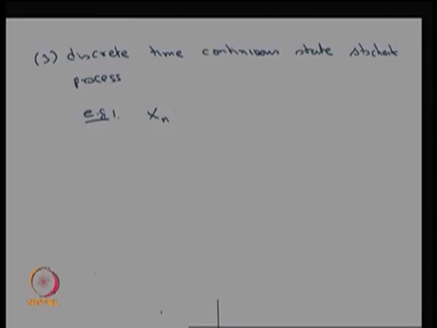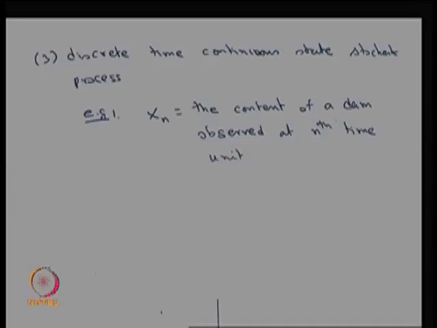X suffix n is a random variable that denotes the content of a dam or water reservoir observed at the nth time unit. The time unit could be every 1 hour, or, because you are seeing the content of the dam or water reservoir, it could be every day at a fixed time, or a fixed time once weekly. So that is going to be the time unit. At the end of each nth time unit, you are observing the content of the dam, which is a real quantity.